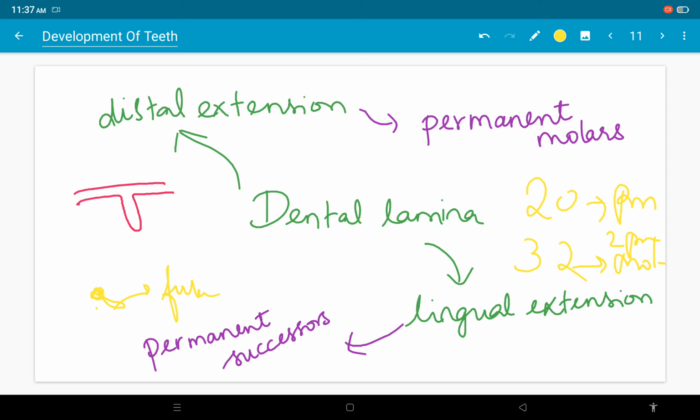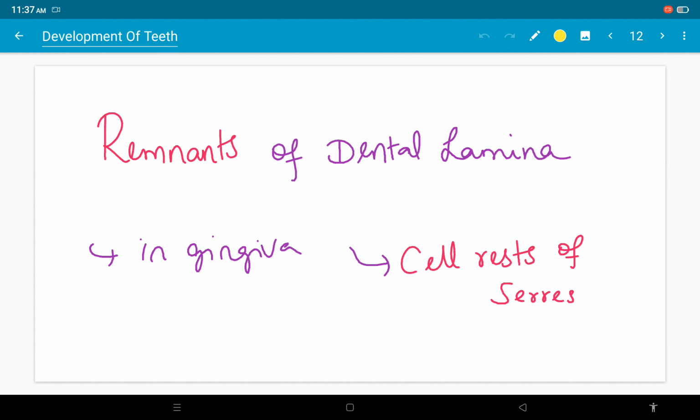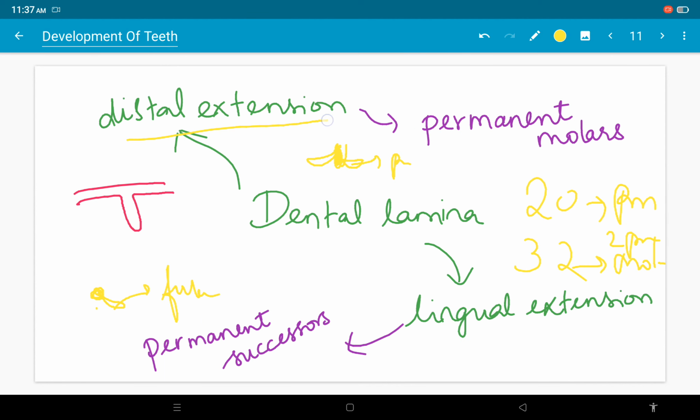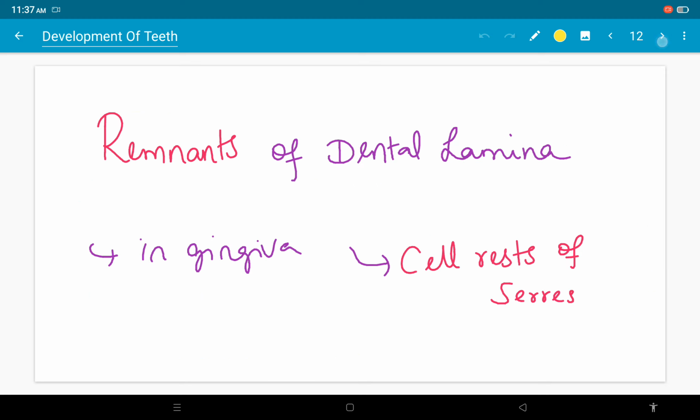Okay. Now, a primary molar, the primary second molar to be specific, will have a distal extension for permanent molars and a lingual extension for permanent premolars. I hope you understood. If any doubt, please ask in the comment section. So the distal extension of the dental lamina will give rise to permanent molars, and the lingual extension gives rise to permanent successors of the particular tooth.